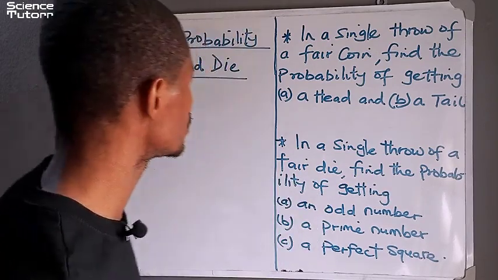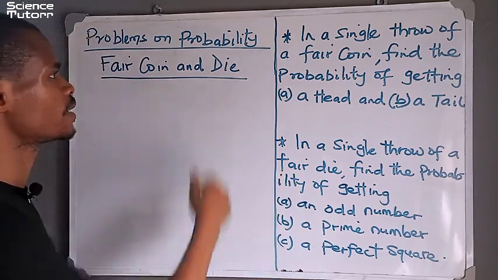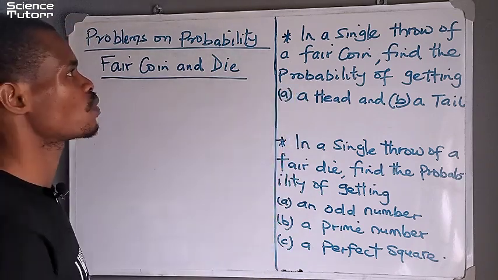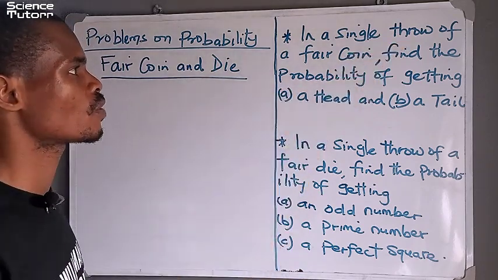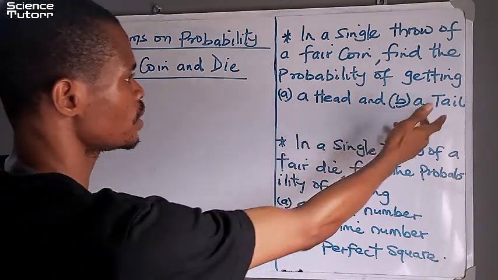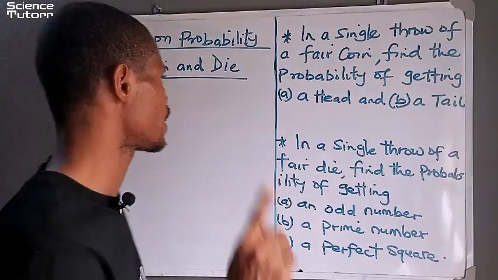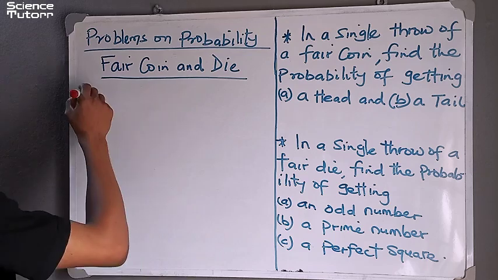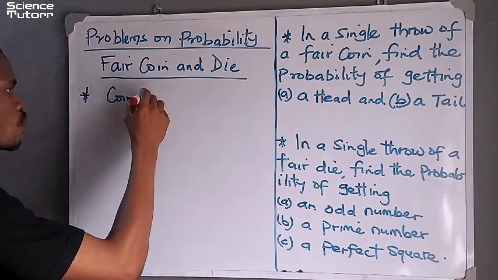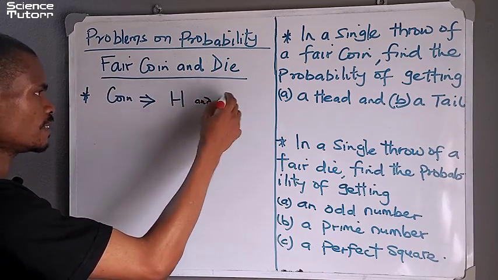In this video, we shall be taking some problems on coin and die. We have some questions on the board. The first one says, in a single throw of a fair coin, find the probability of getting (a) a head, and (b) a tail. For a fair coin, when I throw a single coin, I'm going to have a head and a tail.